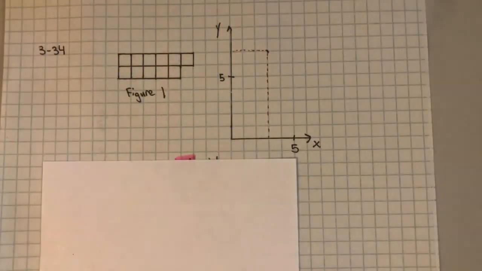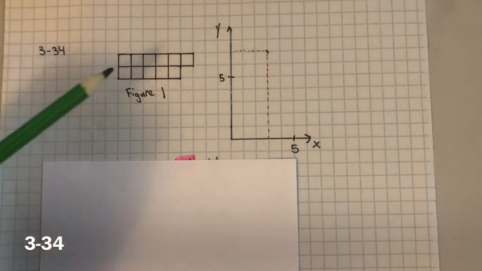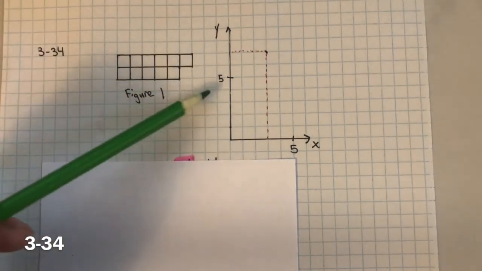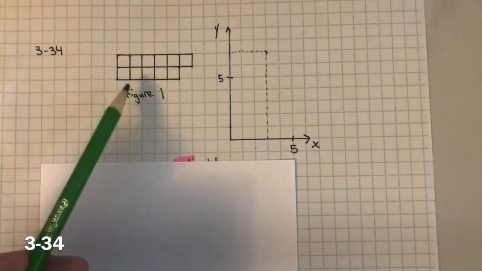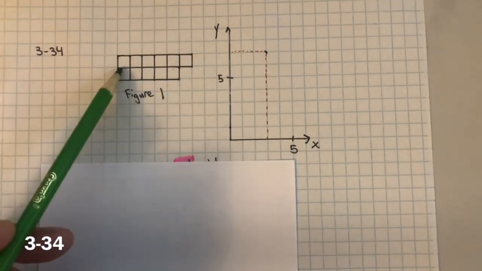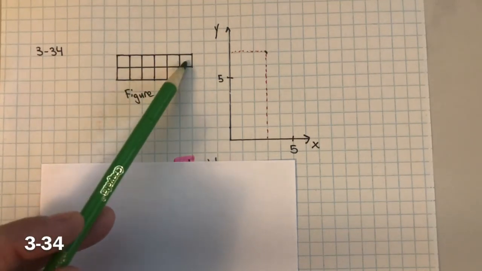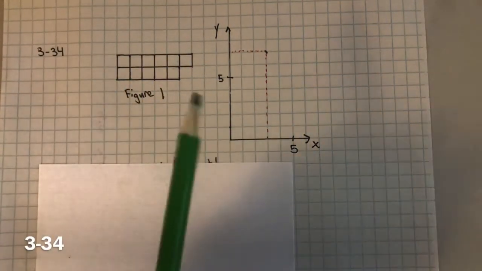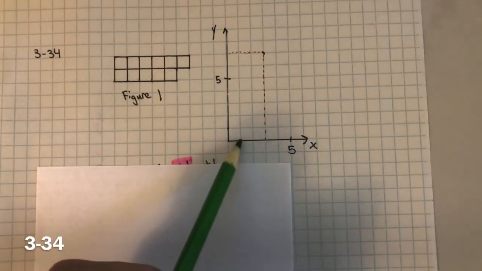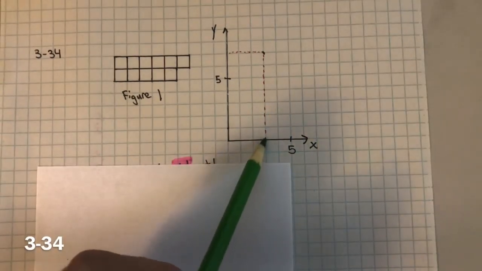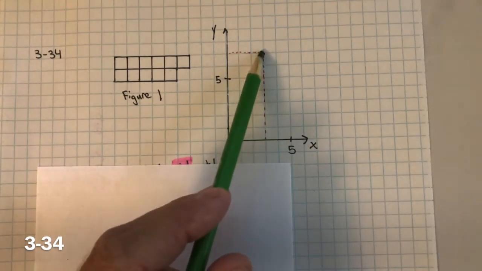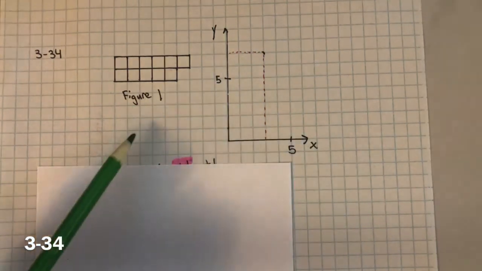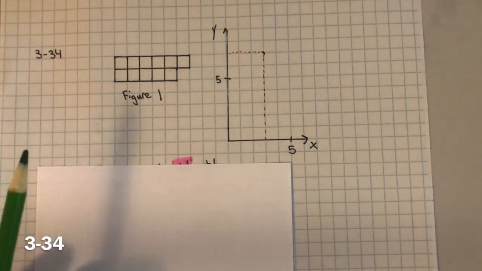Problem 334, write an equation for the tile pattern represented at right. So we have the tile pattern here, and we have a graph here. For figure 1, there are 2, 4, 6, 8, 10, 11 tiles. For figure 3, there are 1, 2, 3, 4, 5, 6, 7. There are 7 tiles.